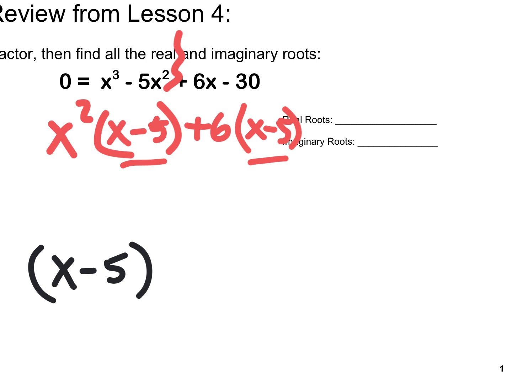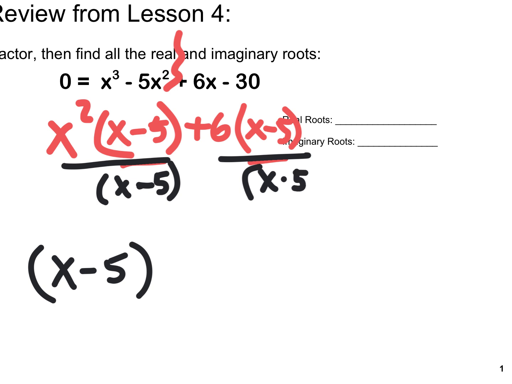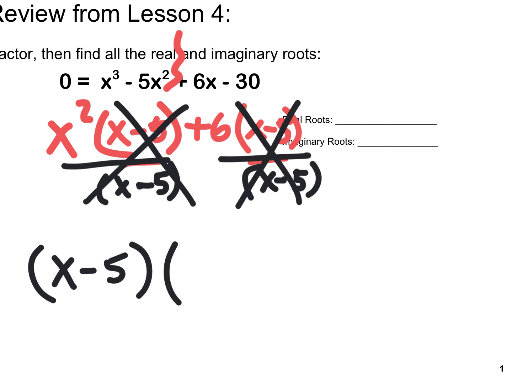And if you're wondering how do you tell what's left? When you're dividing, you're typically just doing this. You're really saying, I'm going to divide out the x minus 5 like that. And this crosses off, and this crosses off, and what I'm left with is x squared plus 6.